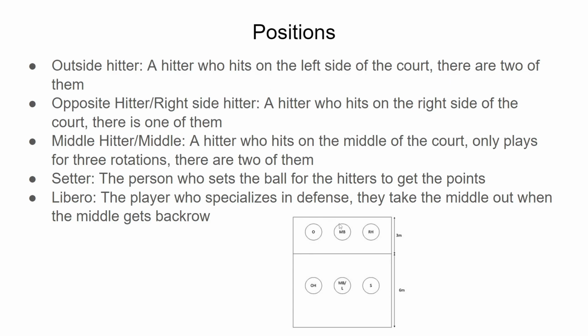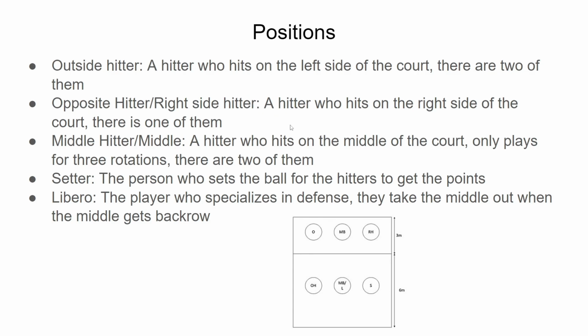There are two of them. The outside hitters, both of them will pass in the back row at the same time, even if one of them's front row. So they need to be good at hitting, they need to be good at blocking, and they also need to be able to pass. And so next, we have the opposite, which is also known as the right side hitter.